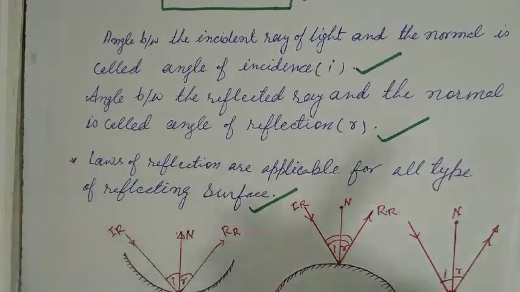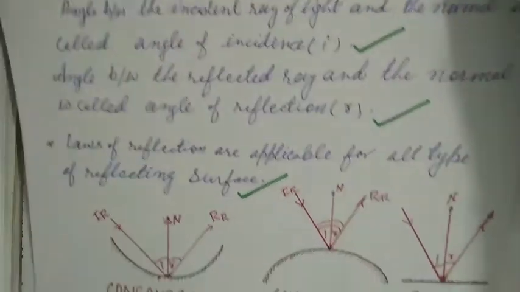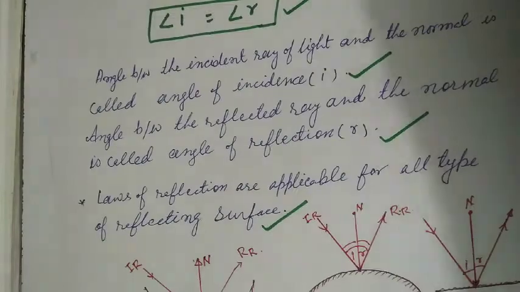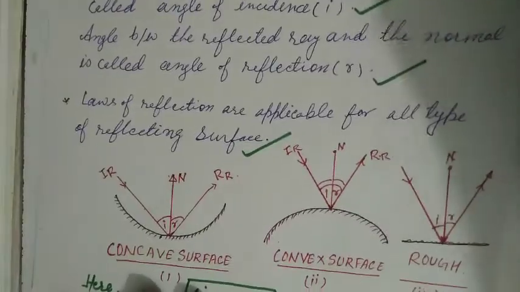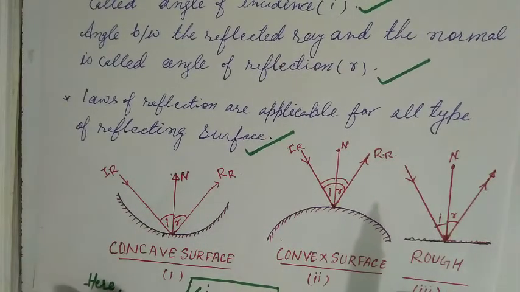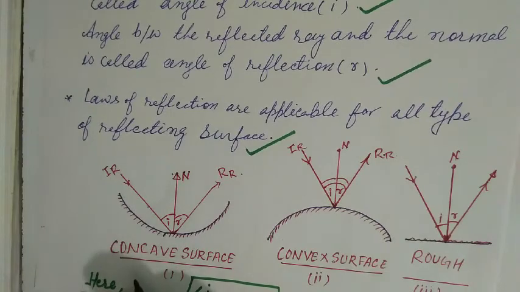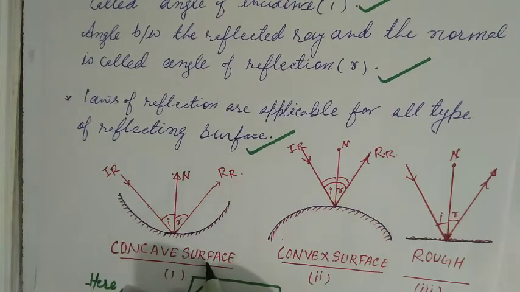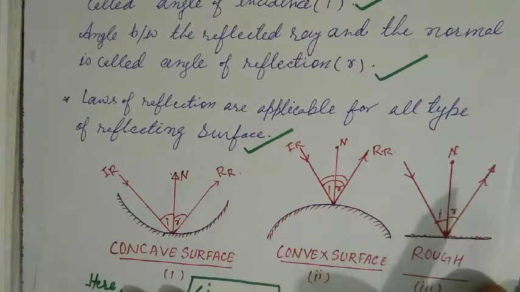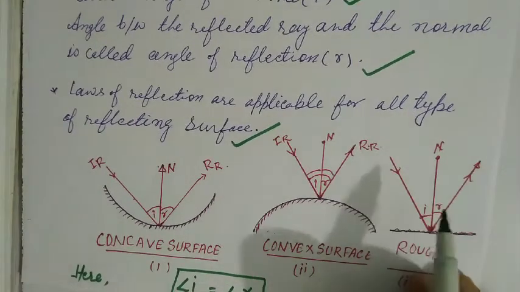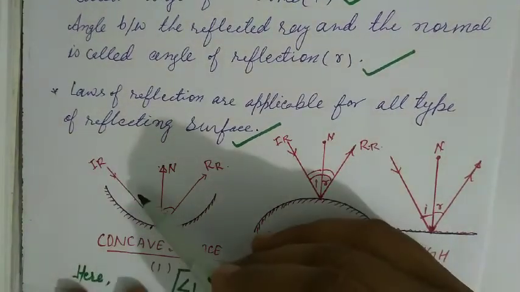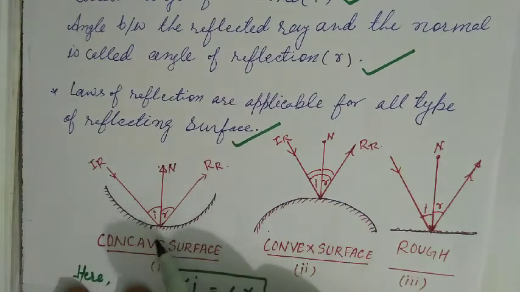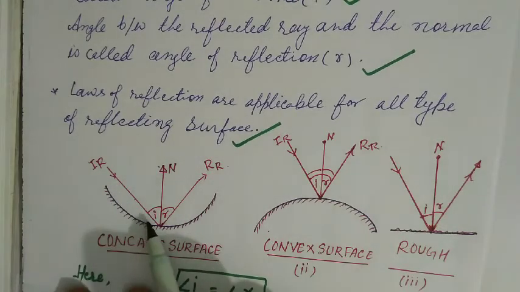For all reflecting surfaces, the laws of reflection work, for all surfaces. So now we draw a concave surface, another convex surface, and again a rough surface. In the concave surface, the incident ray IR is taken here. So IR is the incident ray.